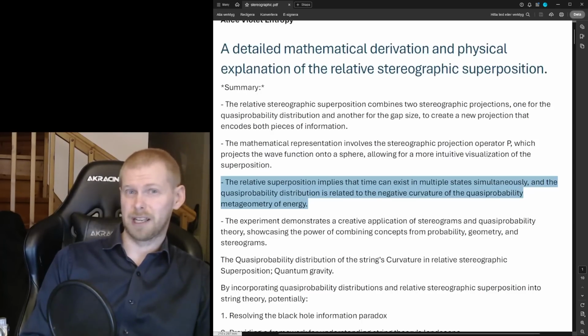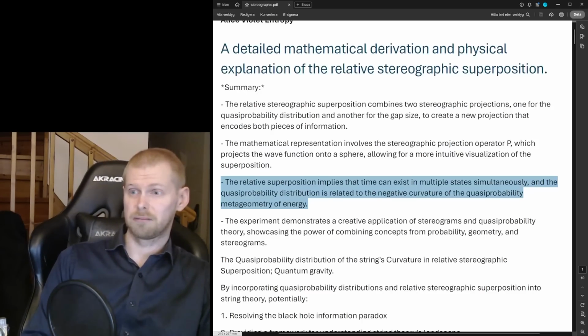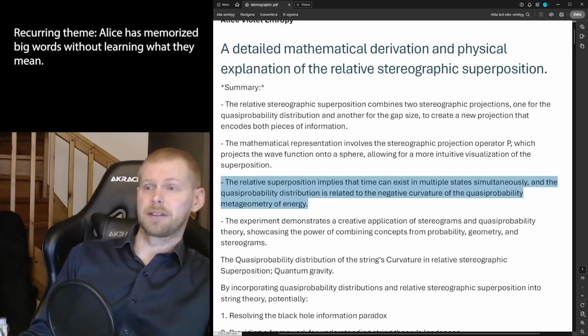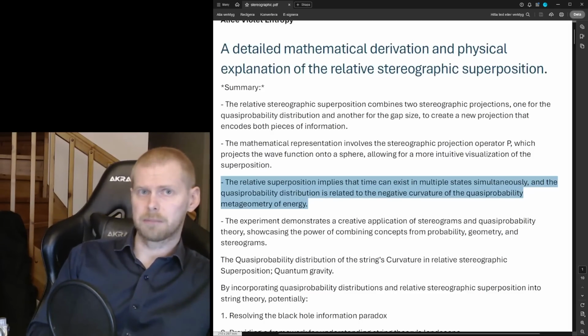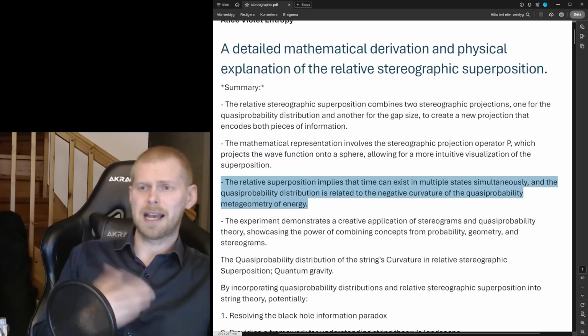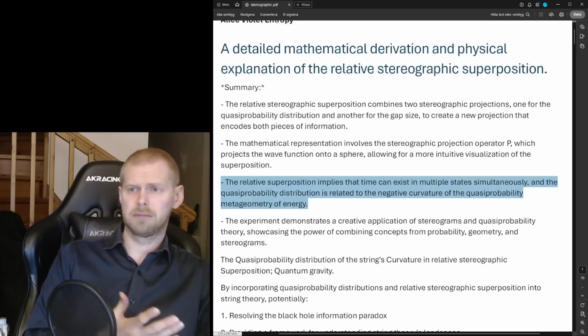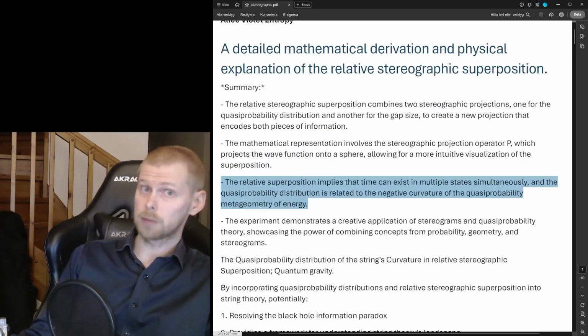Quasi-probability metageometry of energy means nothing. Quasi-probability is a statistical thing where you can work with negative probabilities. It sounds really weird, I know, but it's useful in a certain approach to quantum mechanics. Metageometry, that's simply non-Euclidean geometry, like shapes drawn on a curved surface. And energy is a measure of the ability of a physical system to perform physical work. The words all mean something, but when you put them together in that sequence, it's like saying apple winter of automobile. It's just word salad. It does sound science-y, though.